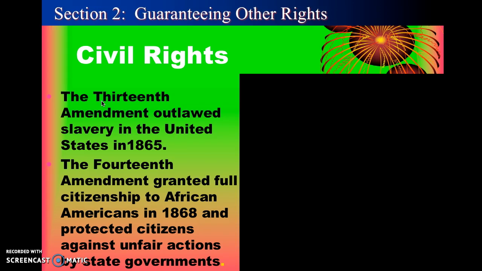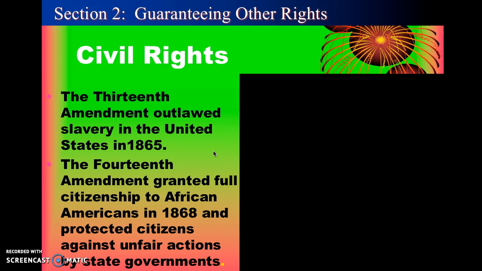So, obviously we've skipped over the 11th and 12th Amendment, but the 13th Amendment, you can see that it occurred in 1865 and it outlawed slavery in the United States. Of course, some will say that this is what really caused the Civil War to happen, even though the Civil War was fought from 1861 to 1865. The Emancipation Proclamation is what really officially ended slavery.